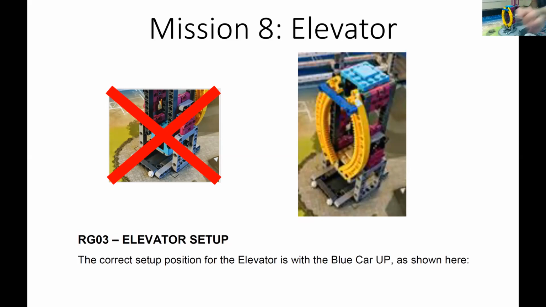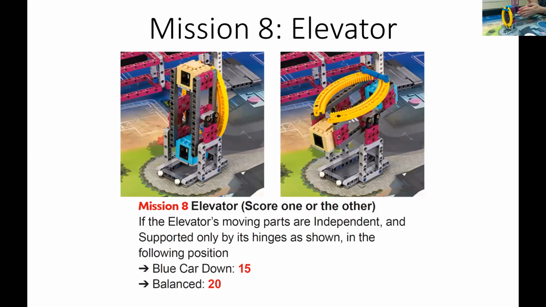So now, scoring conditions. You get to score one or the other. You don't get to score both. So the first scoring condition is that if the elevator's moving parts are independent and supported only by its hinges, as shown in the following position, blue car down, that gets you 15 points.